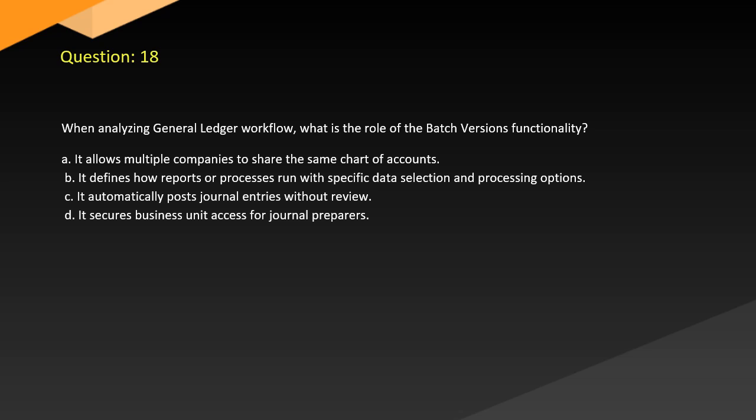Question 18. When analyzing general ledger workflow, what is the role of the batch versions functionality? A. It allows multiple companies to share the same chart of accounts. B. It defines how reports or processes run with specific data selection and processing options. C. It automatically posts journal entries without review. D. It secures business unit access for journal preparers.